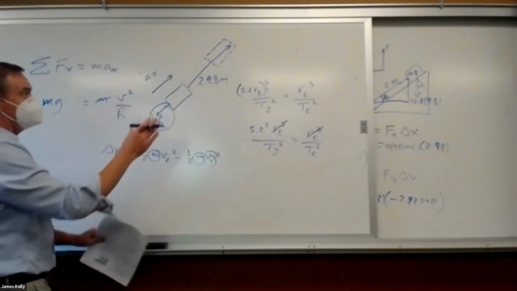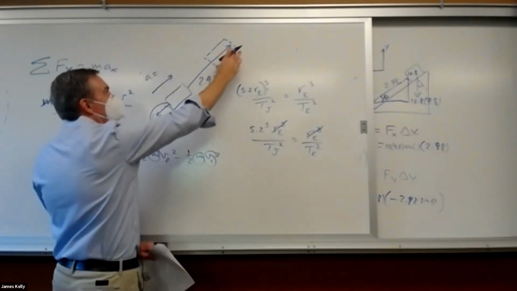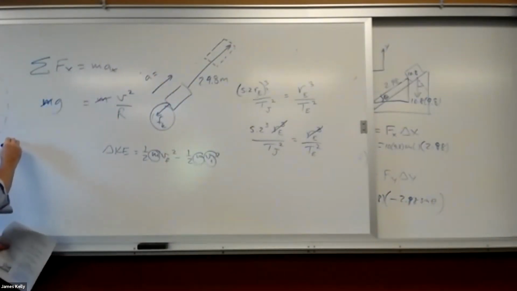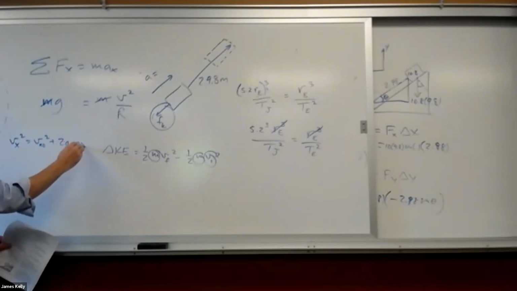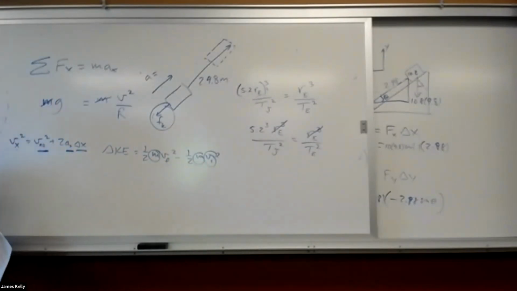So my idea is, if we knew that acceleration, I could use our old friend, Vx final squared equals Vx initial squared plus 2 ax delta x. We know delta x. If I only knew ax, I know Vx initial, I could find Vx final. And then we plug it into here and we'd be done. So how can we figure out what ax is?